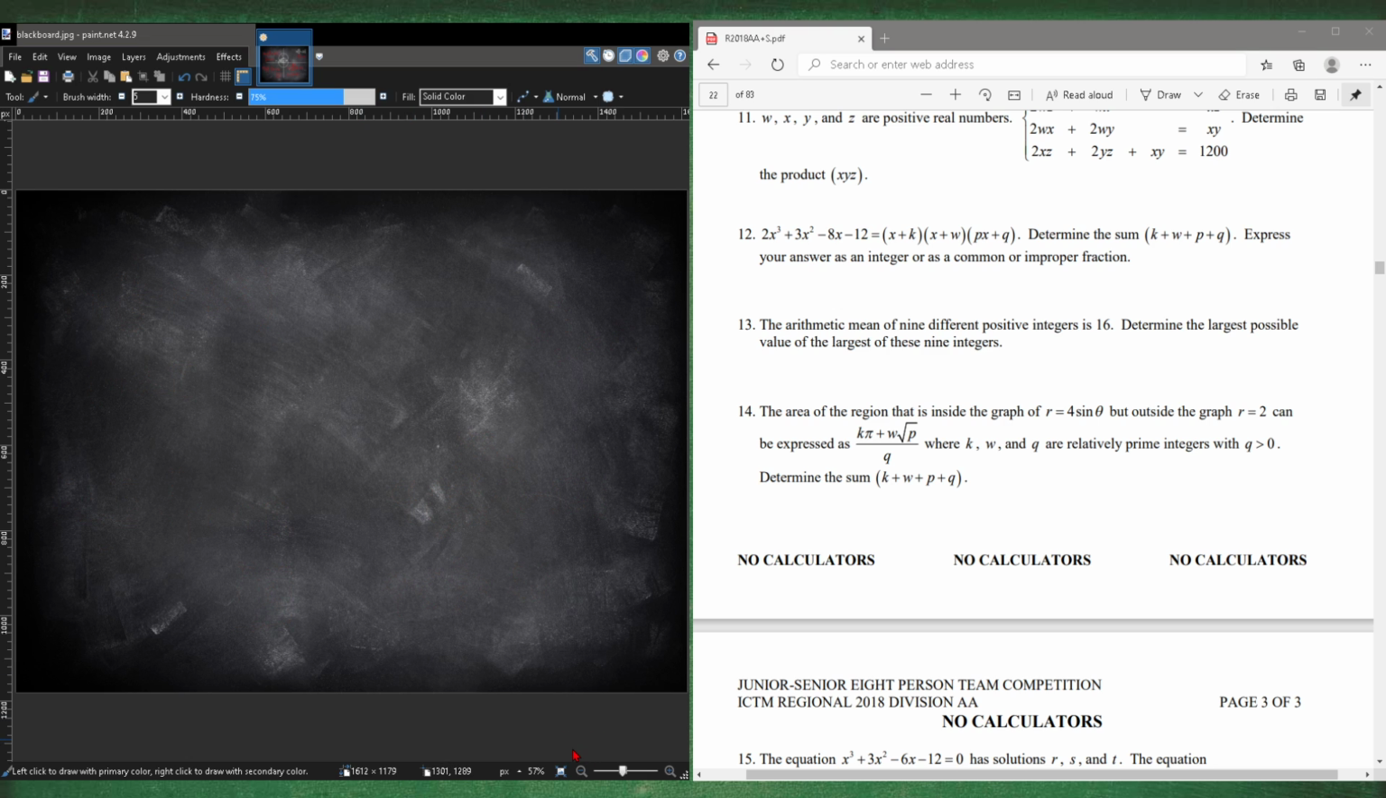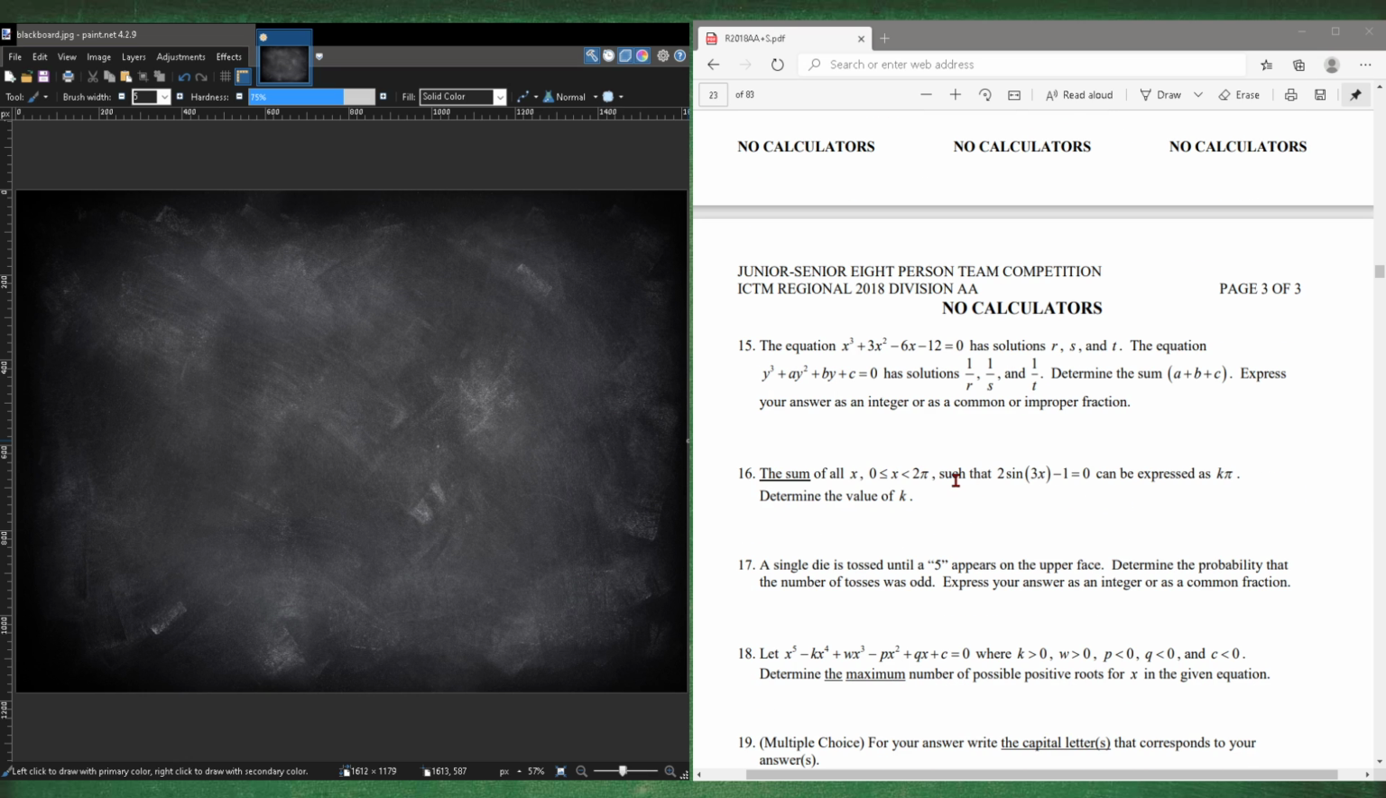Okay, so that is our answer for number 14. Now, number 15. The equation x cubed plus 3x squared minus 6x minus 12 equals 0 has solutions r, s, and t. The equation y to the power 3 plus ay squared plus by plus c has the solutions 1 over r, 1 over s, and 1 over t. Determine a plus b plus c.